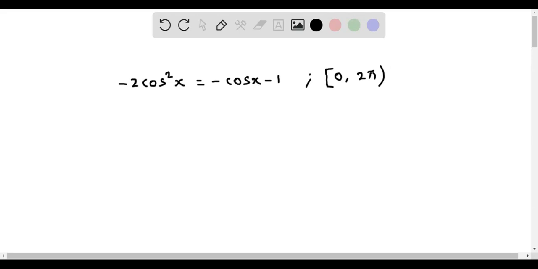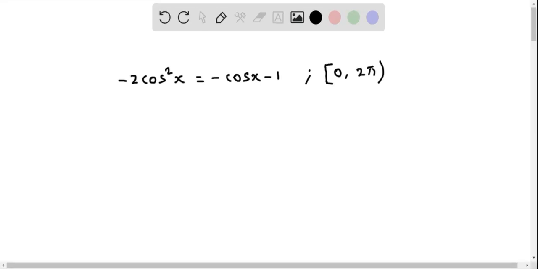Let's solve this trigonometric equation. We have negative 2 cos squared x equals negative cos x negative 1, and this is defined in the interval 0 to 2 pi. That is, x is greater than or equal to 0 and less than 2 pi. Observe that the 0 is included in the interval but not this 2 pi. So first we solve this equation.